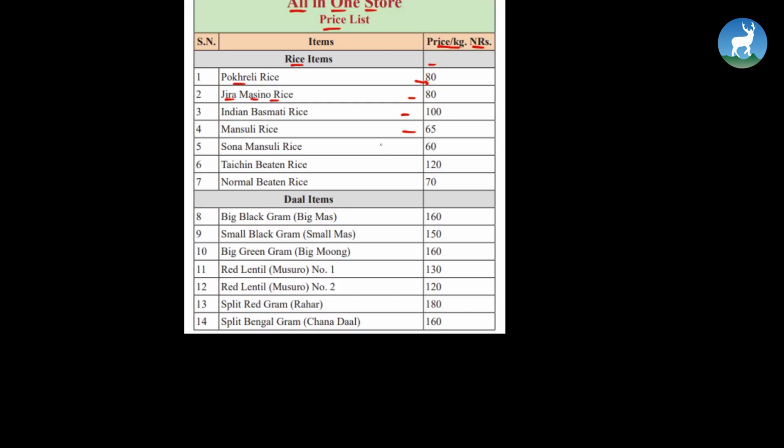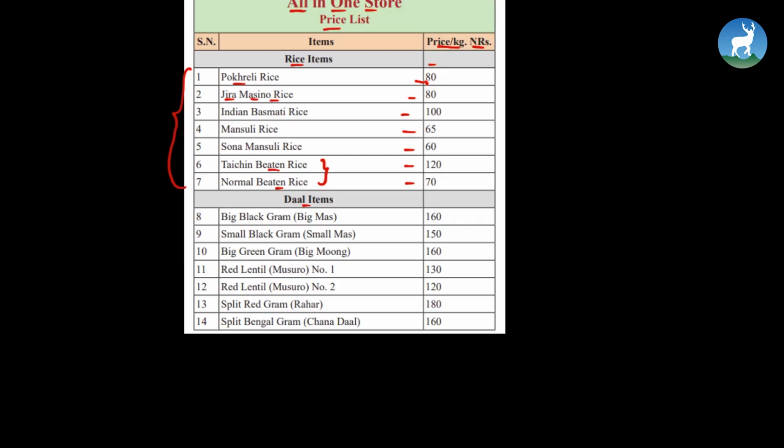Mansuli rice, 65 rupees per kg. Sona Mansuli rice, 60 rupees per kg. Taichin beaten rice, 120 rupees per kg. Normal beaten rice, 70 rupees per kg. Now let's move on to dal items. 7 different items of rice have been mentioned. Here we have 2 different items for beaten rice.